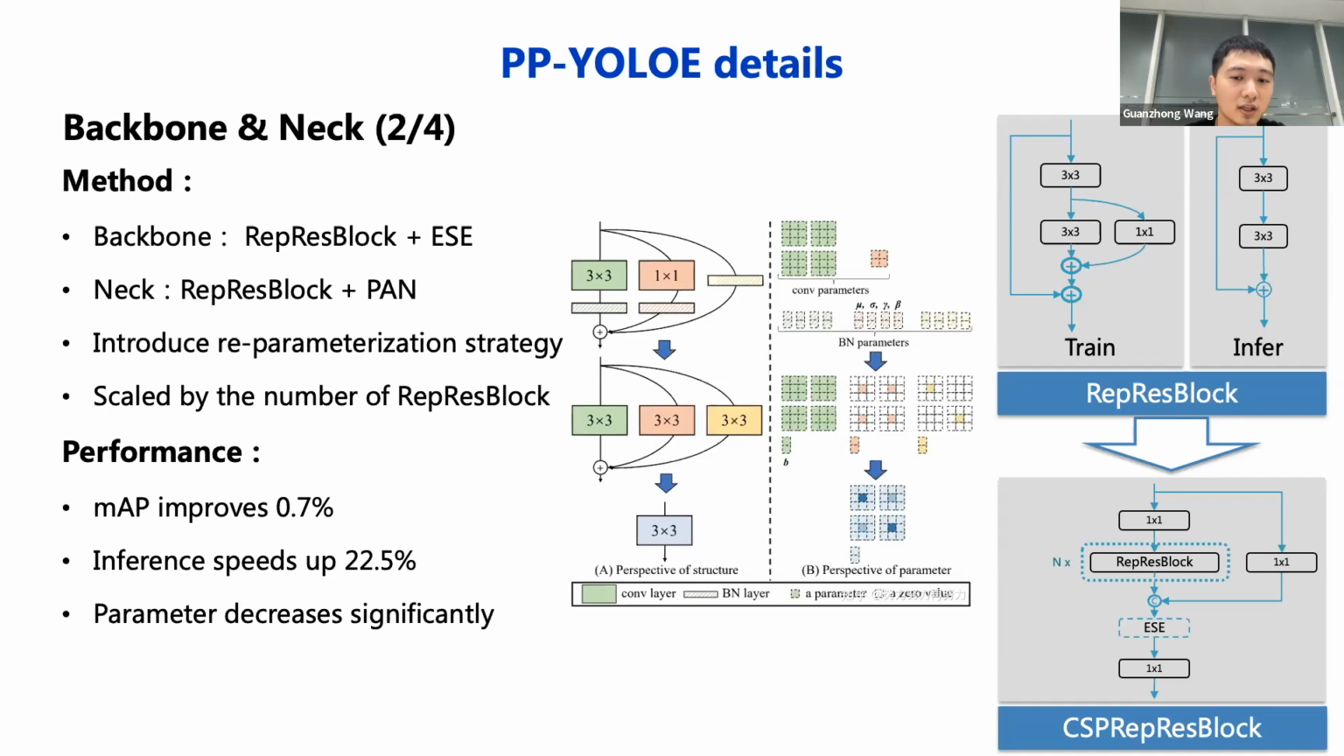And the number of RES blocks and the channels inside the block can be scaled. And we stack these blocks to generate the CSP RES block in our backbone and neck. And the experiment shows the mAP improves by 0.7 and it speeds up inference by 22.5% compared to our baseline.